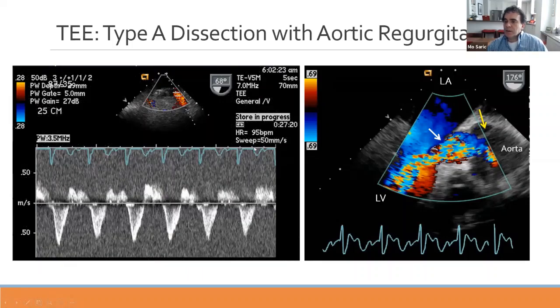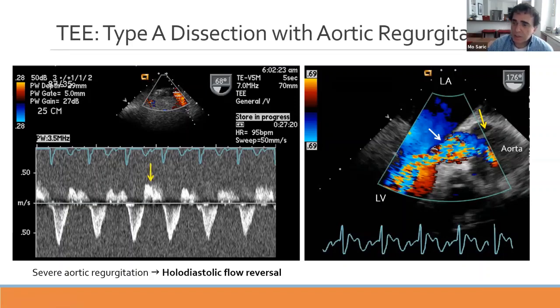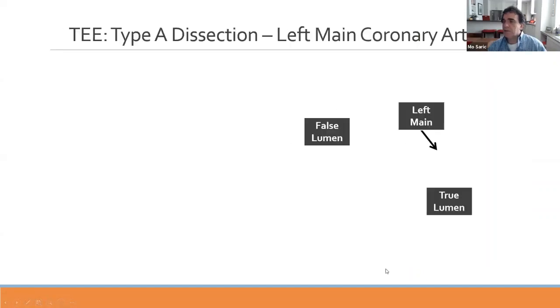On a spectral Doppler of somebody with severe aortic regurgitation due to type A dissection, we may see again holodiastolic flow reversal that is characteristic in any severe aortic regurgitation, whether it's a type A dissection or not. So it's important to look at this holodiastolic reversal as a sign of severe aortic regurgitation.